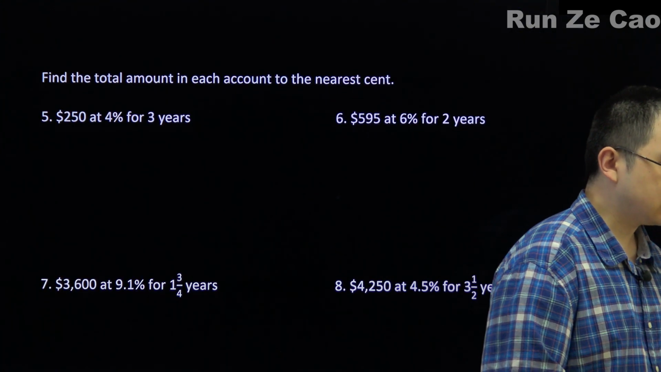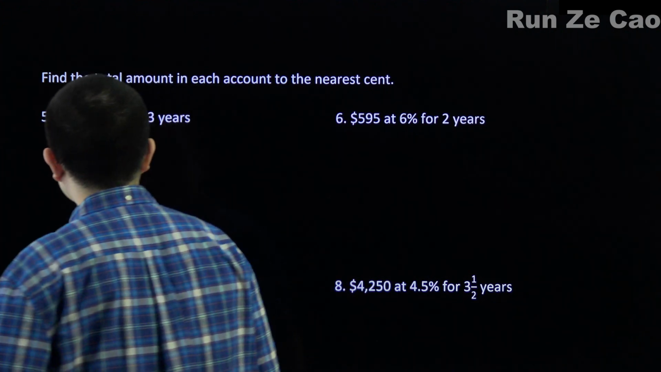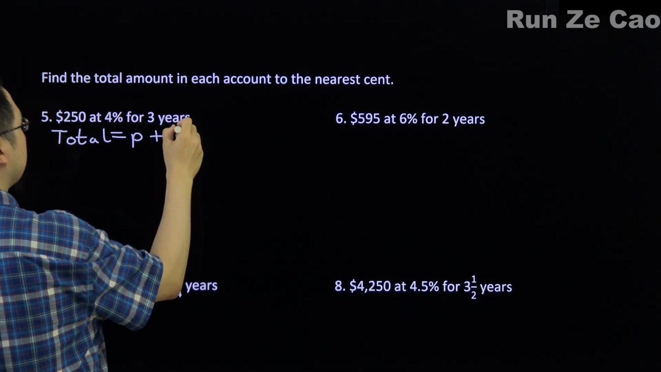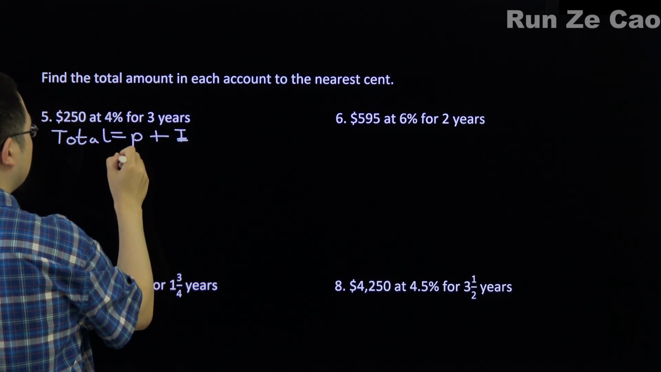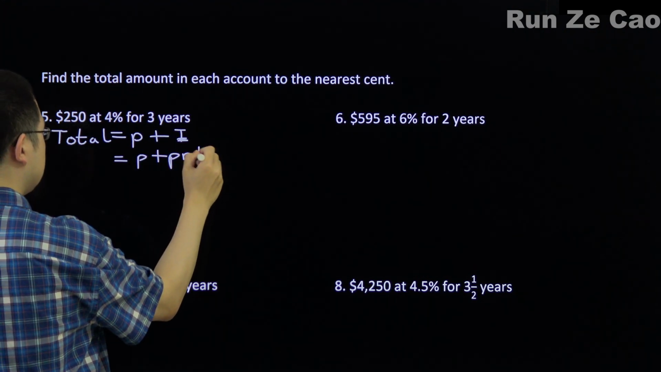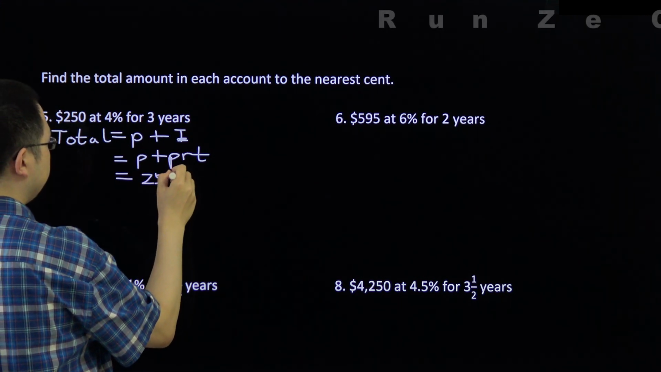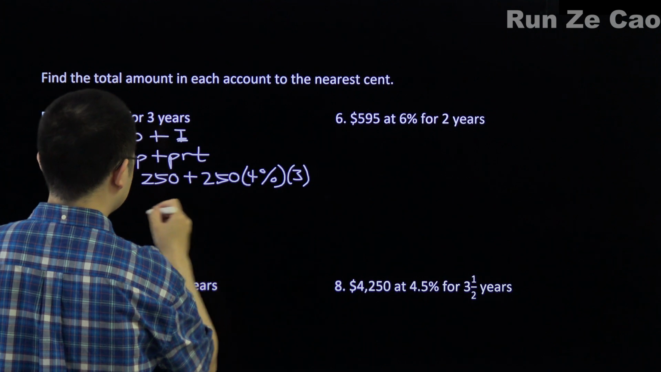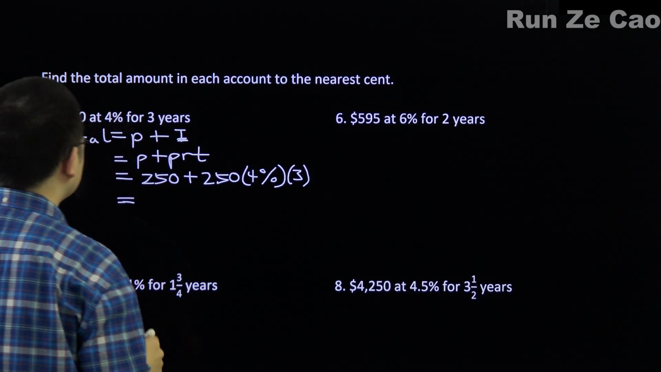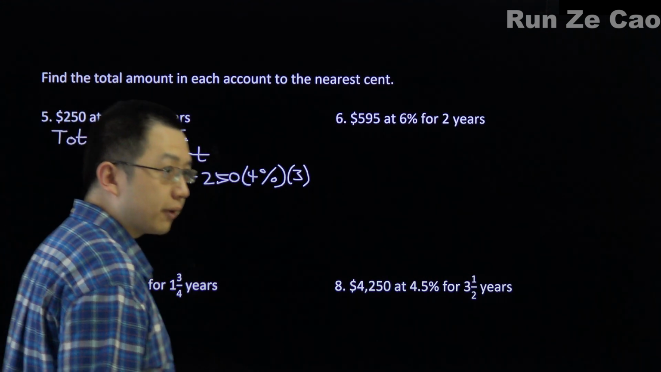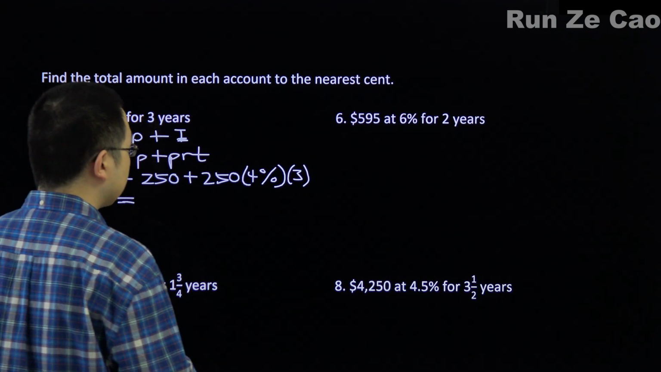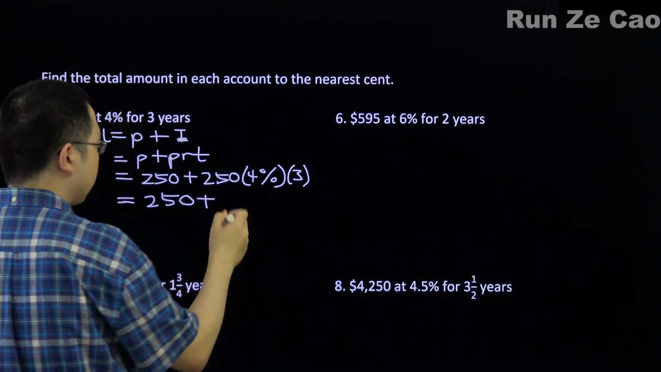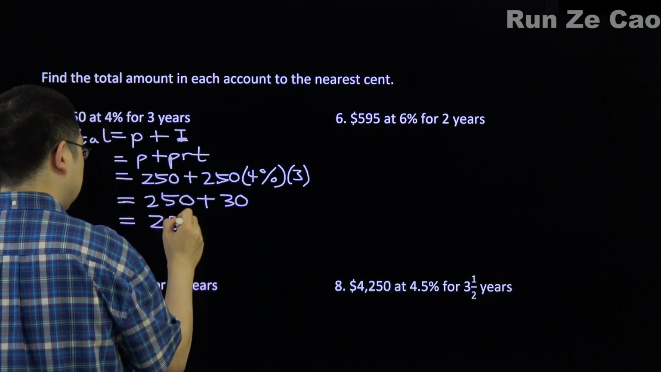Right, so let's find the total amount in each account to the nearest cent. Well, total is equal to principal plus interest. So in other words, P plus PRT, which is 250 plus 250 times 4% times 3 years. Well, 4% per year times 3 years. So 250 times 4% is 10, and times 3. So 250 plus 10 times 3, or 30, is equal to $280.